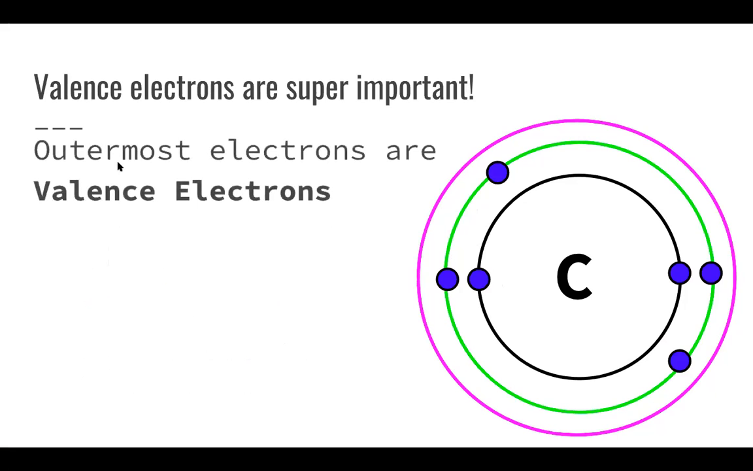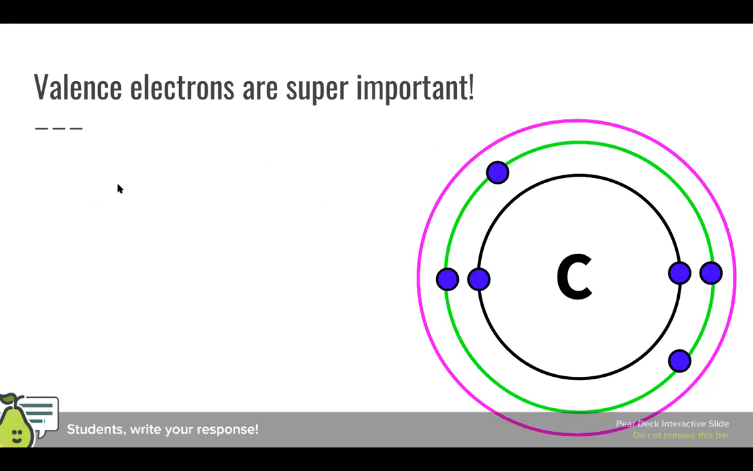Why are they super important? Because they are valence electrons. This is a word that we're going to come to know and love, and it's going to be your little creed that you answer every question back with. It's the valence electrons. Cool.